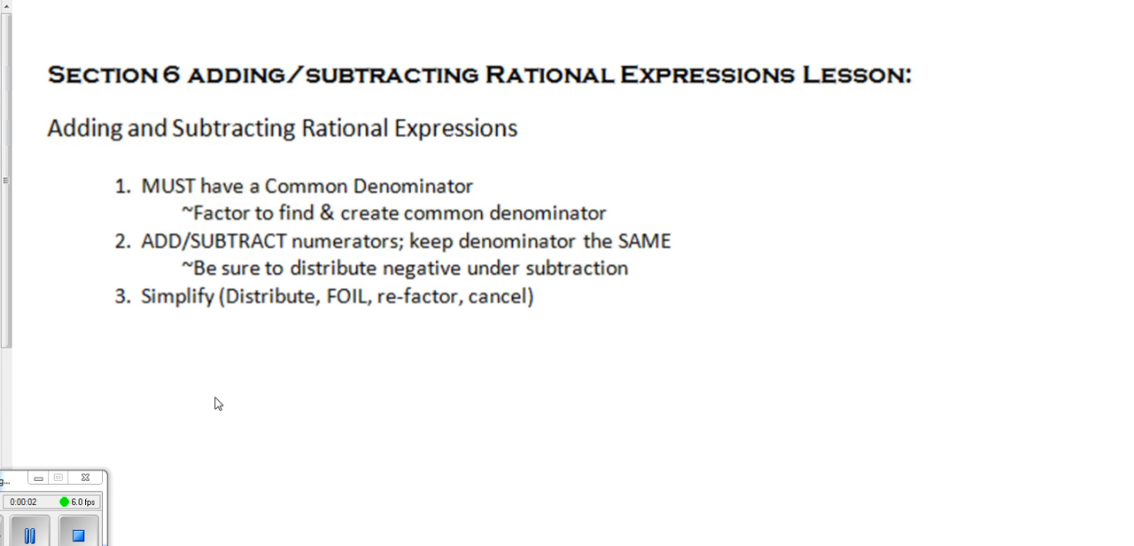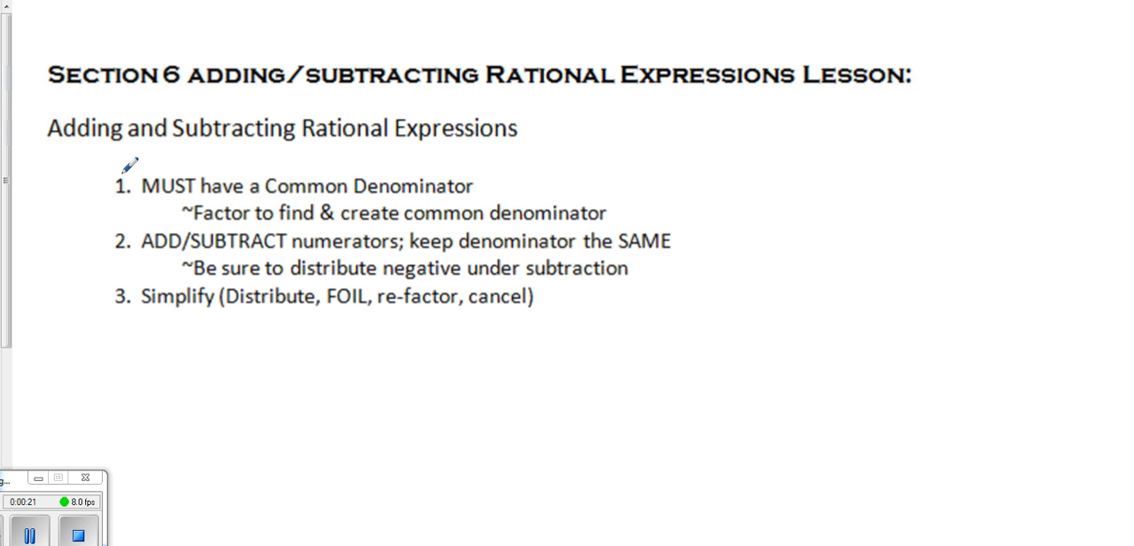Right, section 6 is going to be about adding and subtracting rational expressions. Now, we've already seen multiplying and dividing our rational expressions, which you can do with any rational expressions. It's always best to factor them first, but you can do it with any of them. When adding and subtracting rational expressions, though, they must have a common denominator.